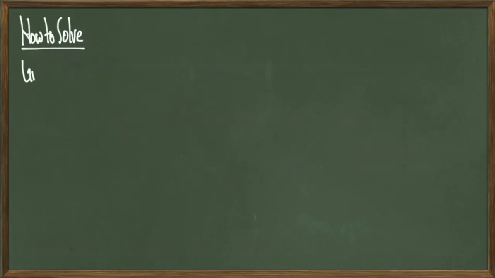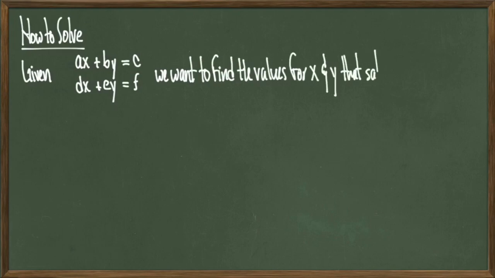First, let's talk about what it means to solve such a system. Given ax plus by equals c and dx plus ey equals f, the goal is to find values for x and y that satisfy this system. So if I found these values for x and y and plug them into the system, then I should get c and f in return.